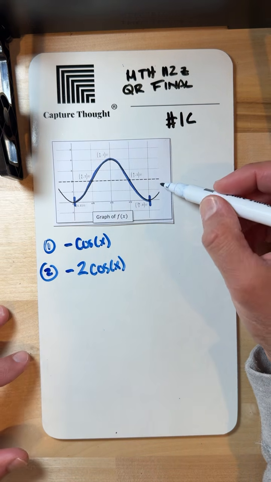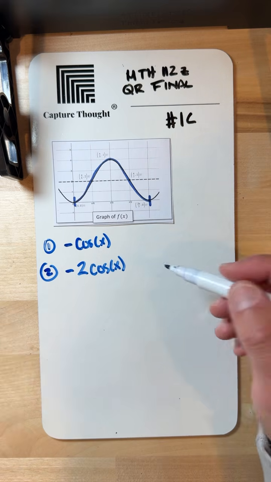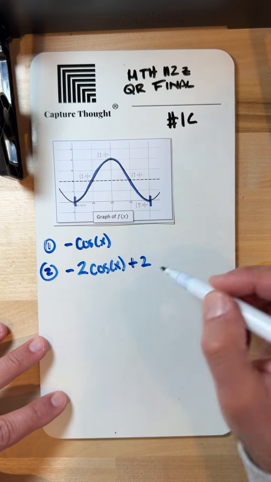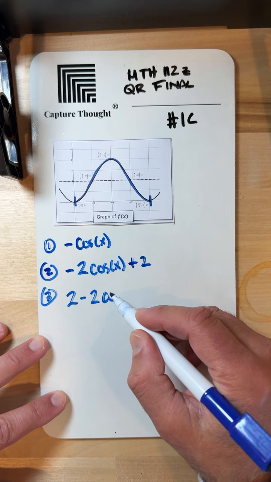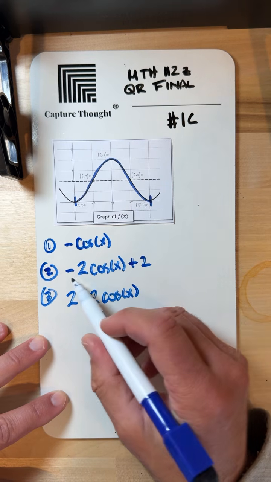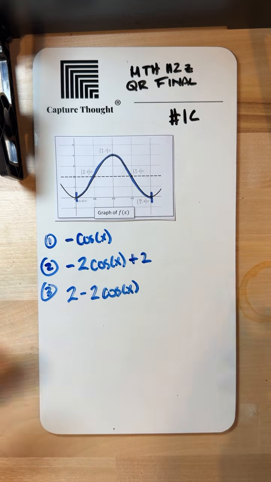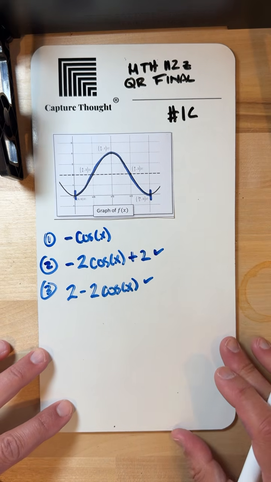Also, noticing here that the midline is at y equals 2. So that's going to be either a plus 2 on the back end, or you could choose to write it like this, 2 minus 2 cosine of x. You could just move this to the front. It's the exact same equation. Either one of these is an equivalent statement so far.